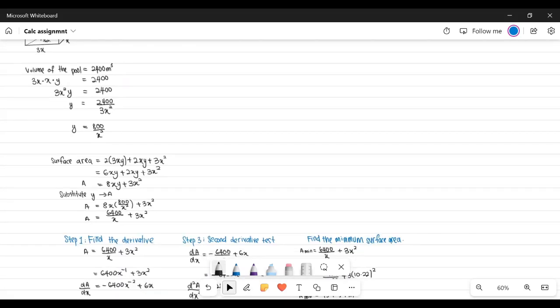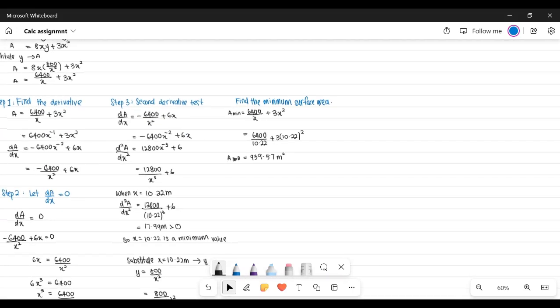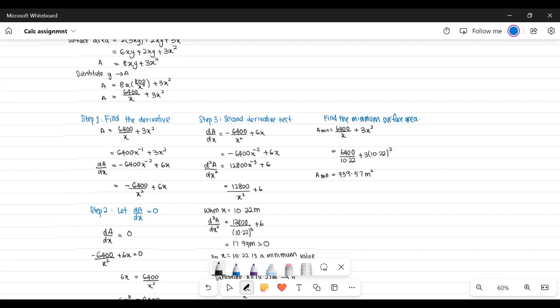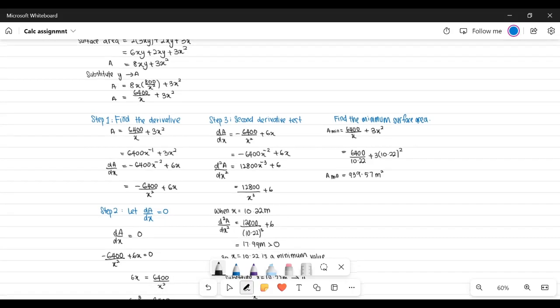To find the minimum surface area, you will have to use the surface area formula that we got and substitute the value of x in the formula, and then you will get the minimum surface area. That's the answer for this problem statement.